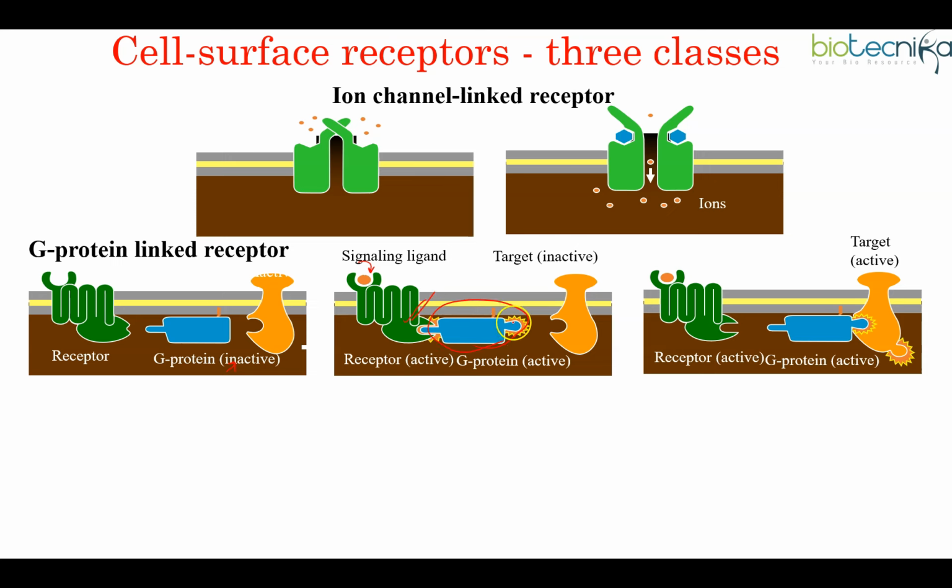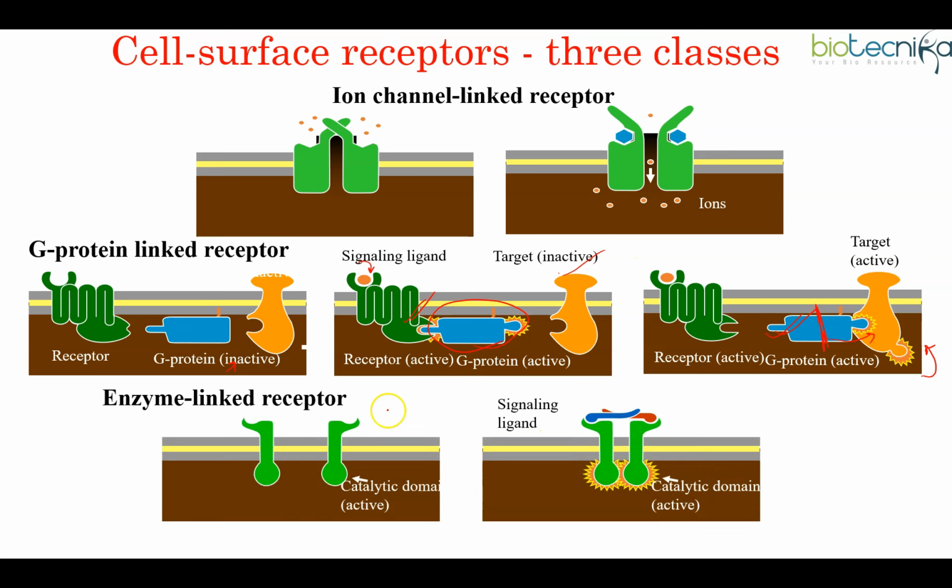I'll show you how. If the target protein is not bonded with the G protein part, then it is inactive. But when the G protein becomes active, it undergoes dissociation and one of its subunits goes and binds to the target protein, thus activating it. This is the second important class, and another important class is the enzyme linked receptor.